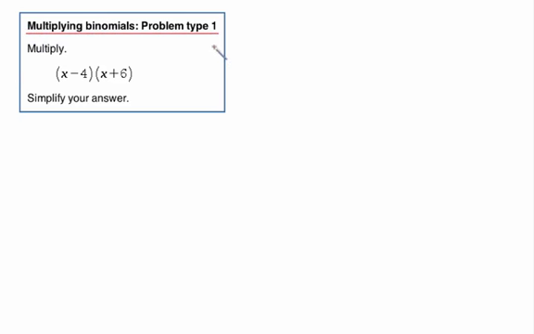Multiplying binomials, problem type 1. These are simple directions for relatively simple problems. It just says to multiply x minus 4 times the quantity x plus 6. This is where we use the FOIL method.